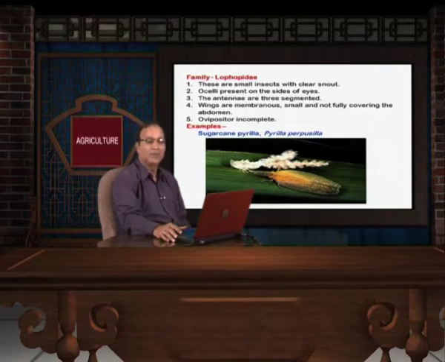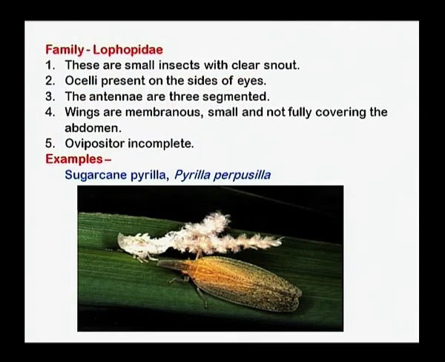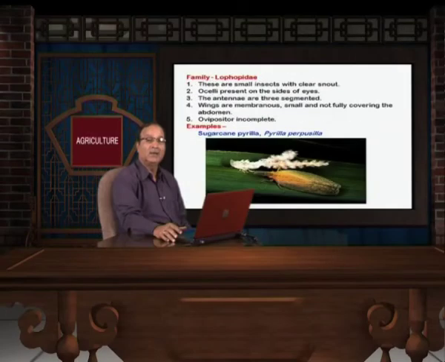The best example under this family is sugarcane pyrilla, and this sugarcane pyrilla has piercing and sucking type of mouth parts, and it is a noxious pest of sugarcane where it sucks the cell sap from the leaf lamina.